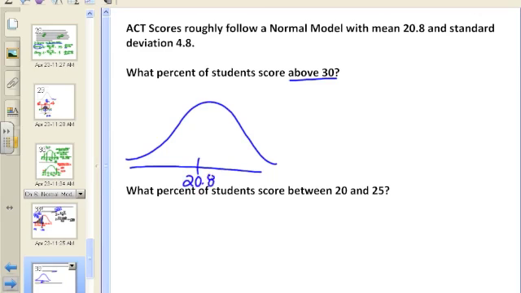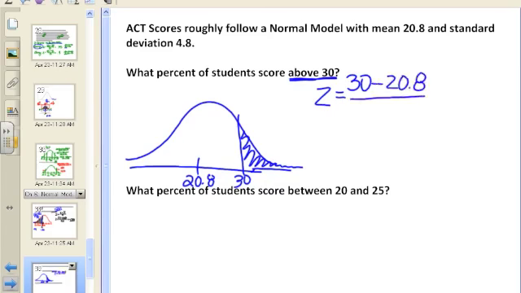So here's 20.8. I'm just going to draw in 30, because that's the number I'm interested in. I don't know where it is. It's just a sketch, so I just guess. There's 30. It looks fine. And since we're doing above 30 this time, I'm going to color in above. Now again, 30, I don't know how far away that is, so I'm going to calculate a z-score. Z-scores, we take our data point, we subtract the mean, and we divide by the standard deviation.